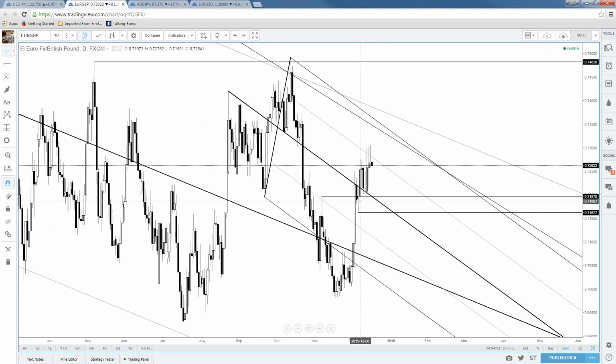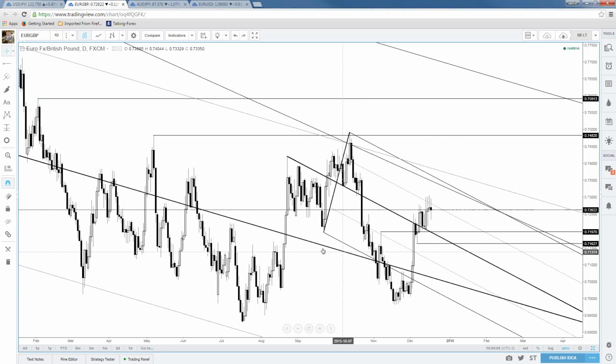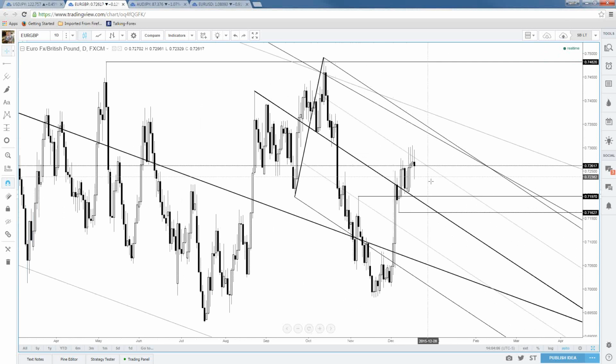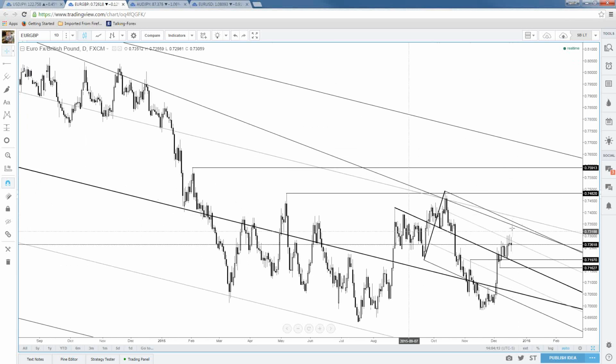And of course, it depends on what the nature of the decline looks like. If it's slow and methodical and choppy and corrective, it could take a while, but you could end up down near 71.60 or so at some point in January.